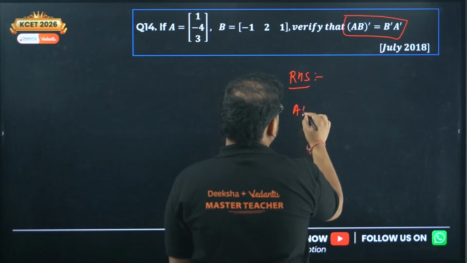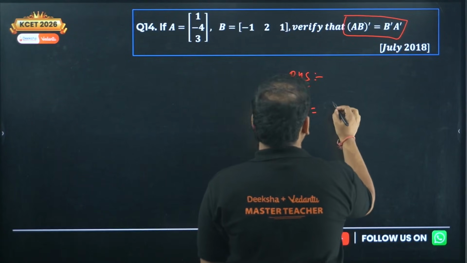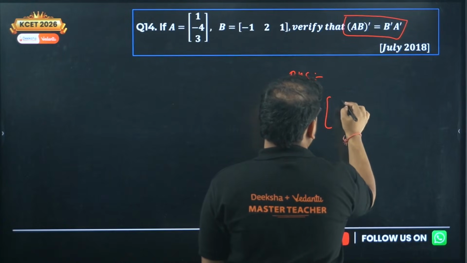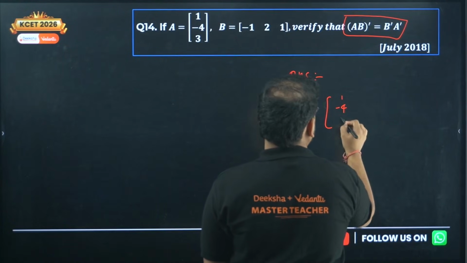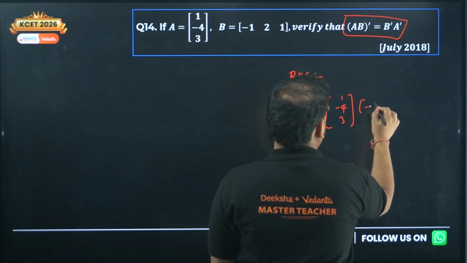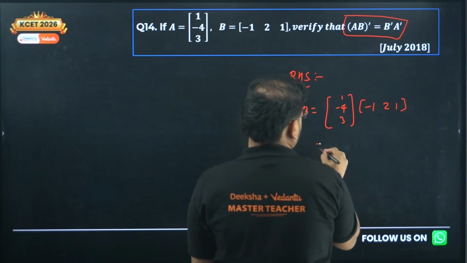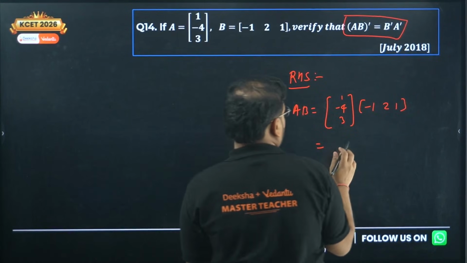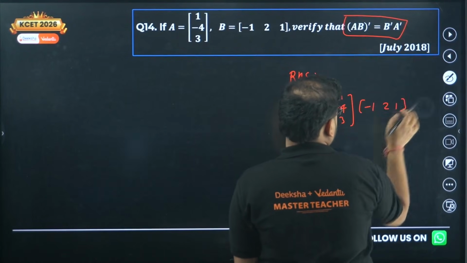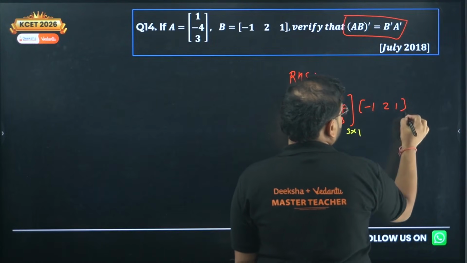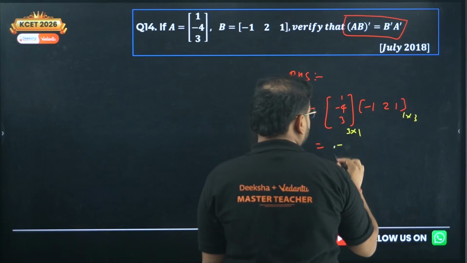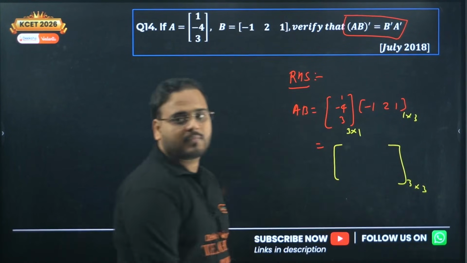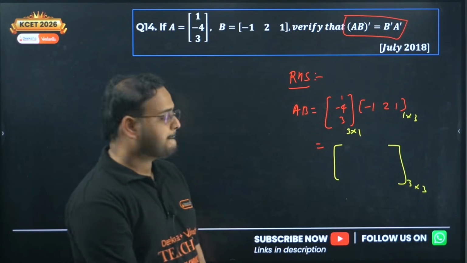Multiply AB. 1 minus 4 3, minus 1 2 1. Check here, this is 3 cross 1, this is 1 cross 3. Check the matrix order. Of course the answer will be what, sir? 3 cross 3. Any problem? 3 cross 1 and 1 cross 3, the answer will be 3 cross 3 only.